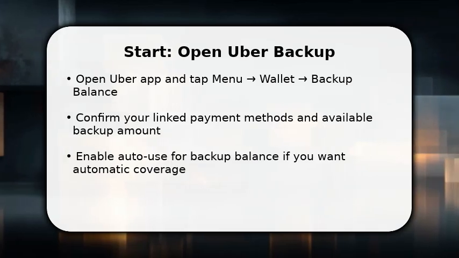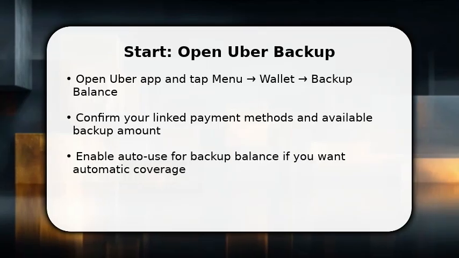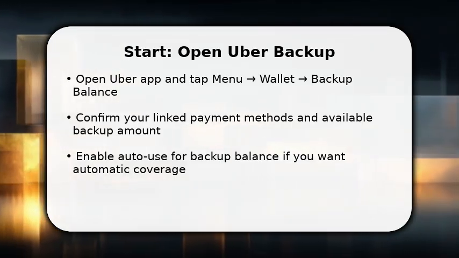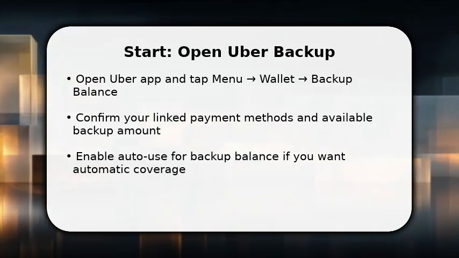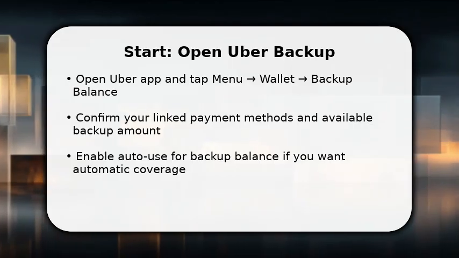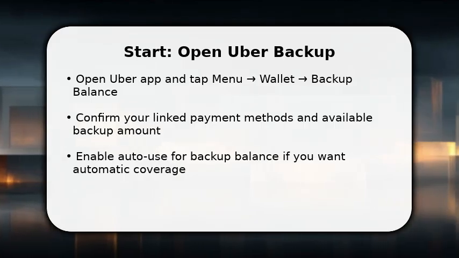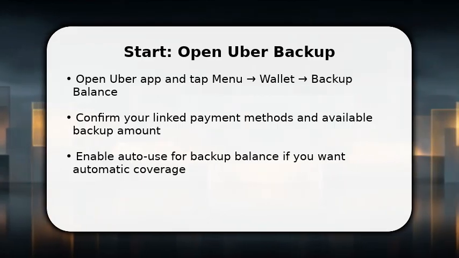Enjoy the video. You begin by opening Uber and navigating straight to Wallet, then Backup Balance. This is where the money lives. Check the displayed backup amount and the linked cards so you know coverage limits. Once done, toggle Auto Use if you want Uber to apply backup balance automatically when primary payment fails. That avoids ride interruptions. Make sure your phone has network access and your app is updated so settings save immediately.